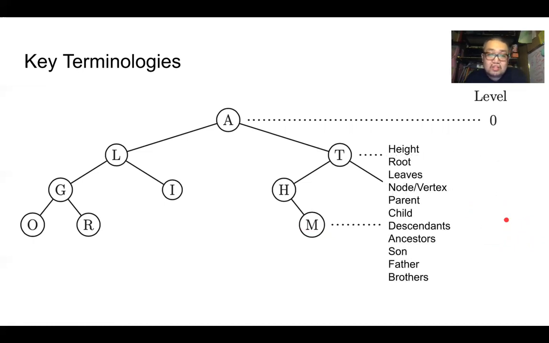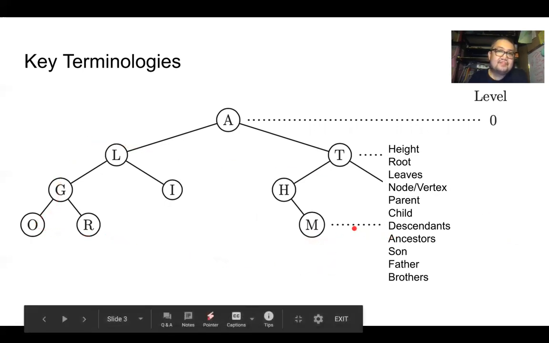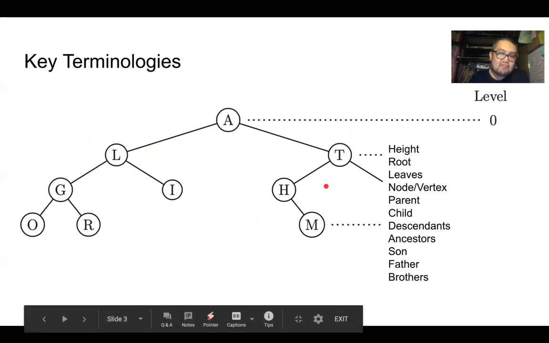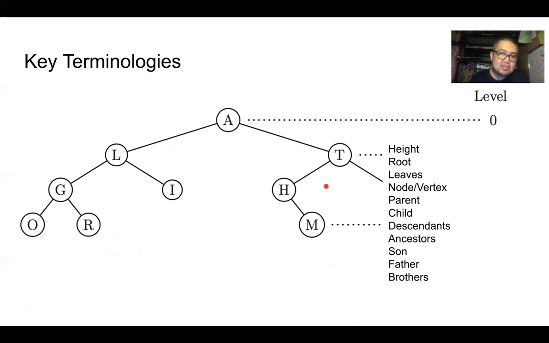We have the root, as I explained earlier. The leaves are the nodes that have no children. When we say node or vertex, they are basically the elements of our binary tree. When we say parent node, we always refer to a parent node relative to a particular node. For example, the parent node of node L is A. The parent node of node I is L.